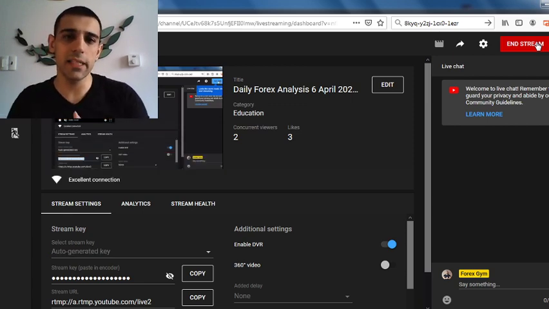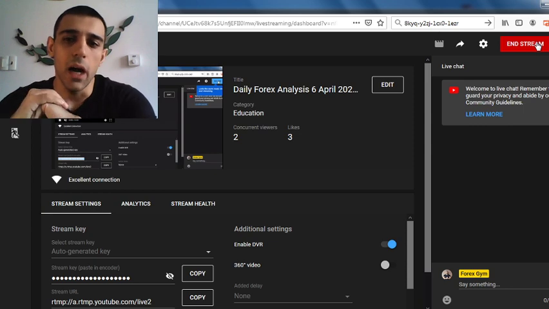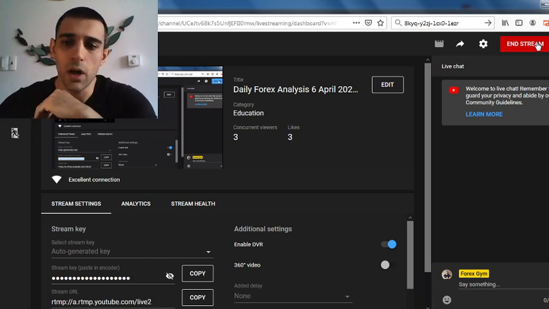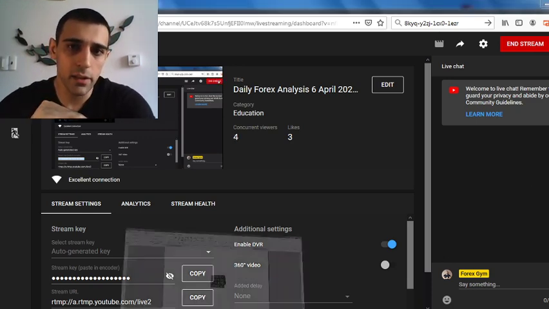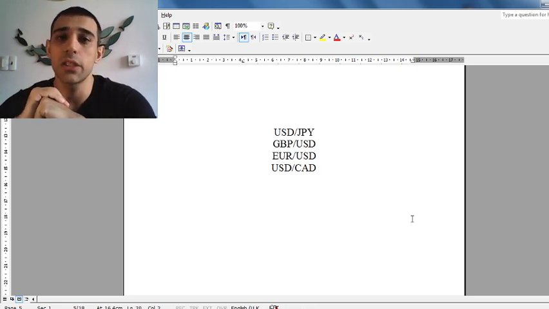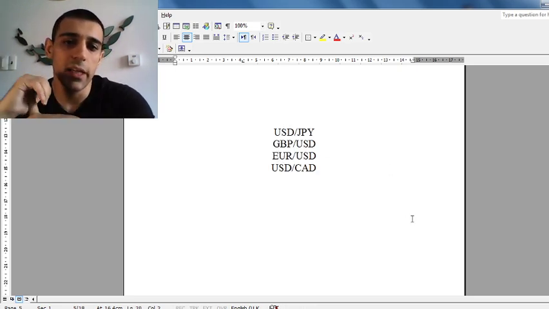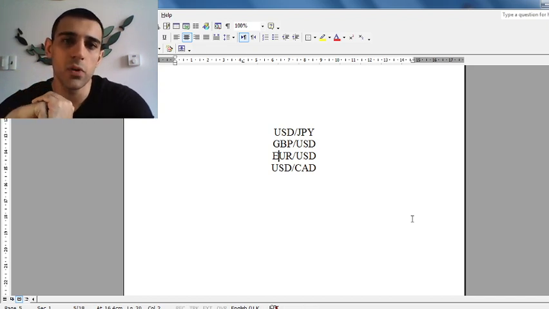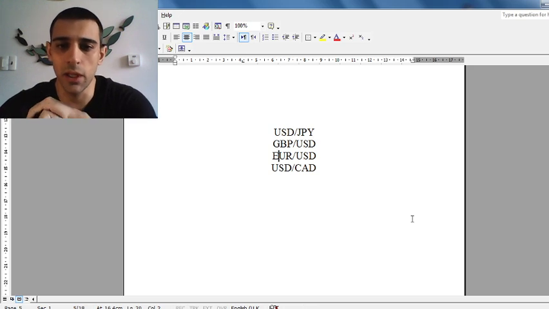So we're going to be analyzing 4 currency pairs. I'm going to go through it and discuss what the potential trades for today are. These 4 currencies are US dollar against Japanese yen, British pound against US dollar, euro against US dollar, and lastly US dollar against Canadian dollar.